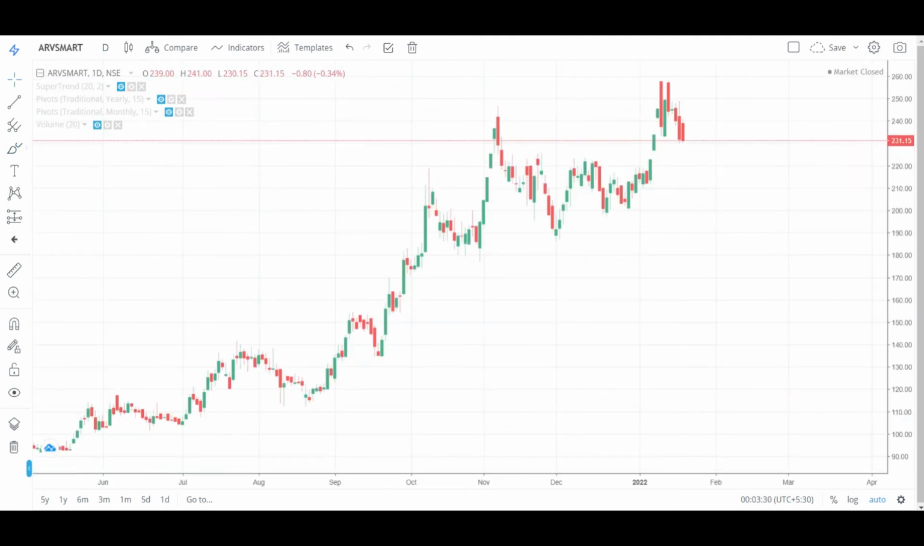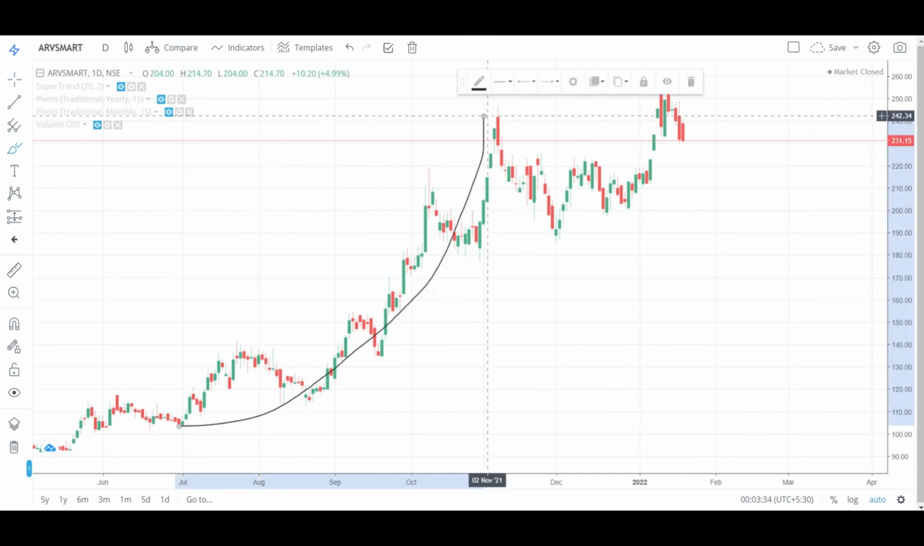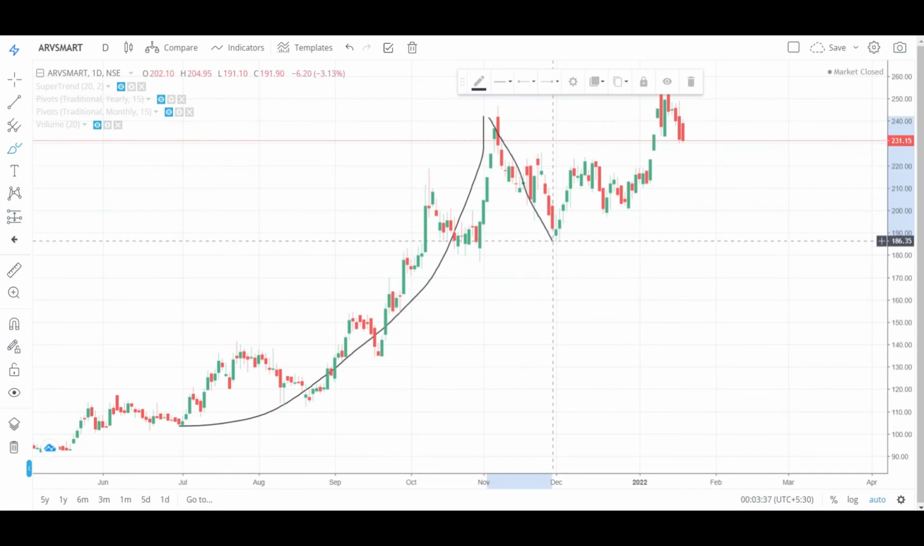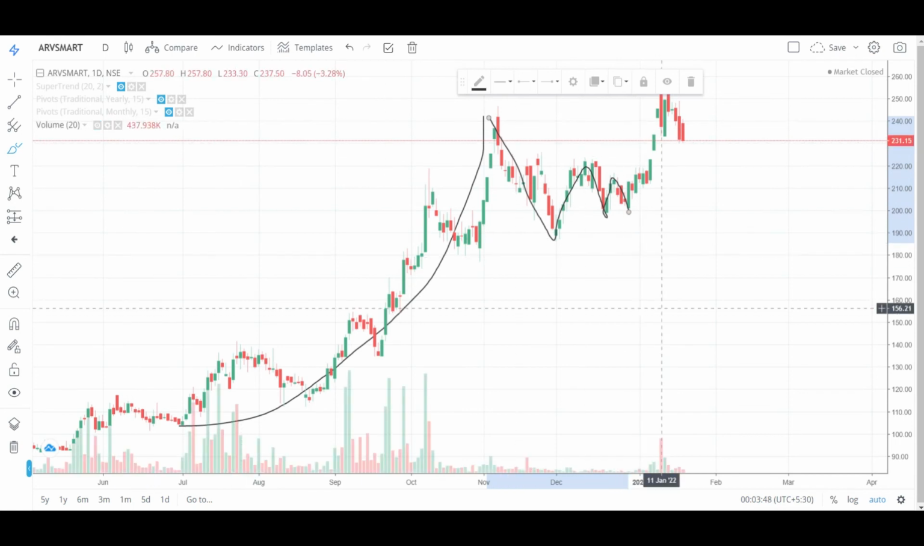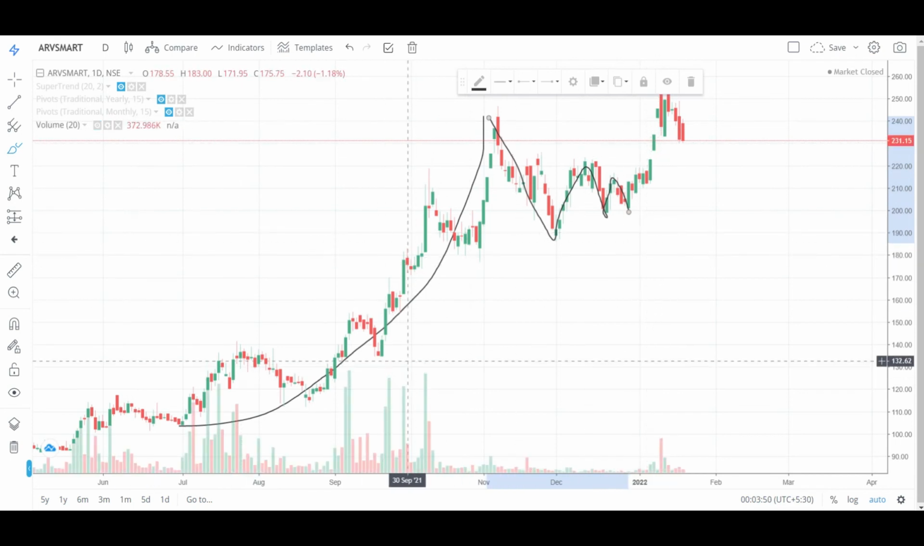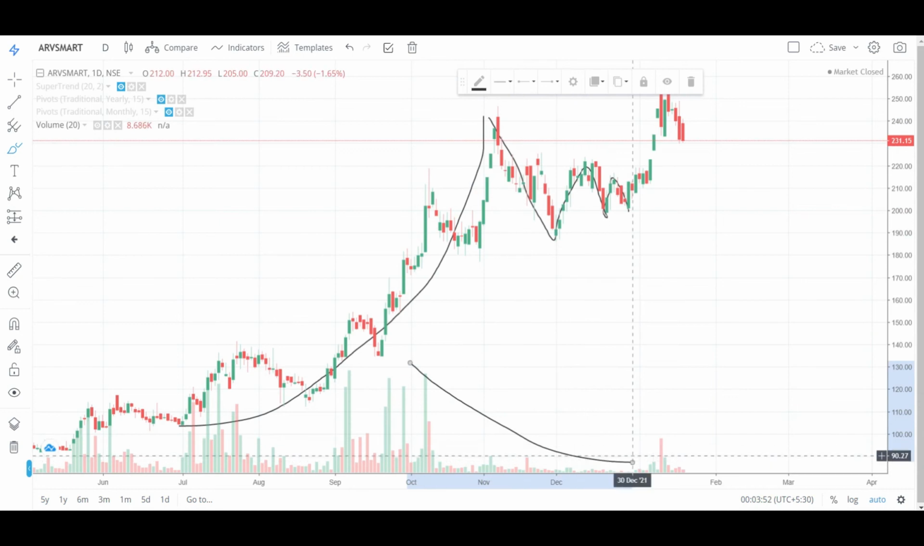Next example, ARV Smart. The stock gave an up move, then there was this first contraction, then it went up, second contraction, then it went up, and the third contraction. And if you guys see the volume was gradually going down from left to right. And after this we got this beautiful up move.